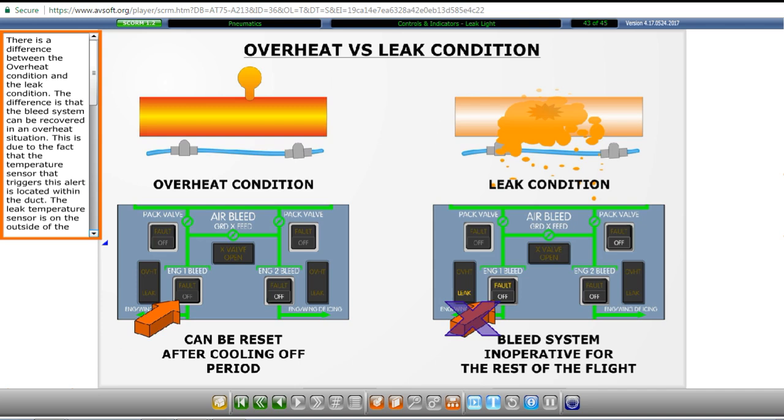The difference is that the bleed system can be recovered in an overheat situation. This is due to the fact that the temperature sensor that triggers this alert is located within the duct. The leak temperature sensor is on the outside of the duct and will be triggered by hot air that is escaping the confines of the duct. The bleed system cannot be recovered in the event a leak has occurred. After a cooling period, the crew is allowed a reset of the associated bleed valve following an over-temperature condition.